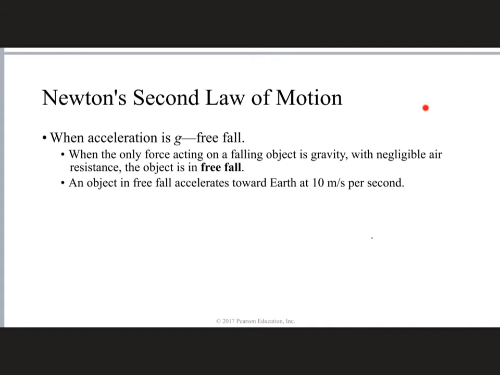So what does that mean? Well, when the only force acting is gravity, it's going to have a constant acceleration, and that constant acceleration is little g. And that value for little g is 9.8 meters per second squared.